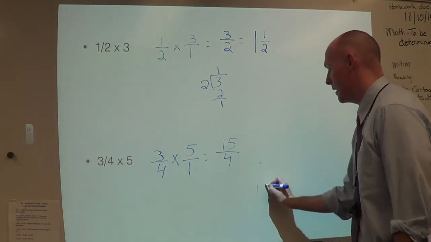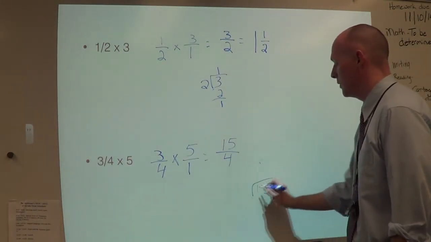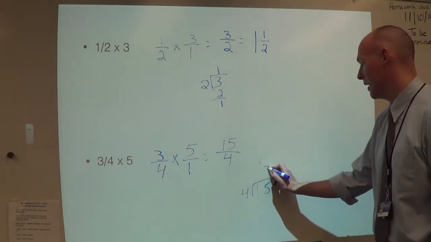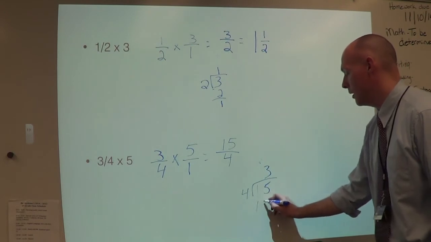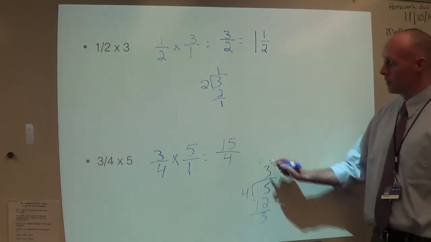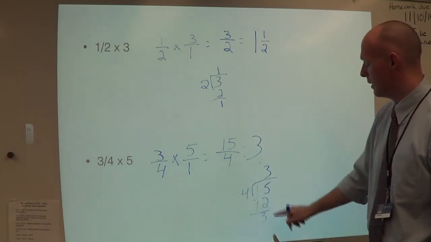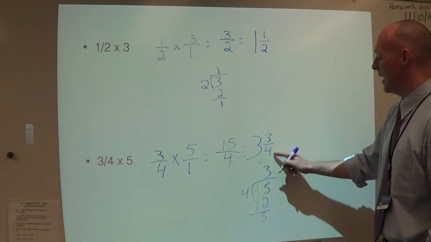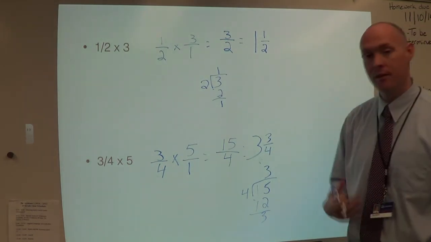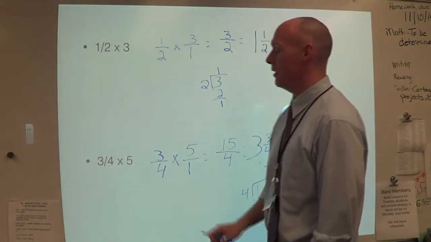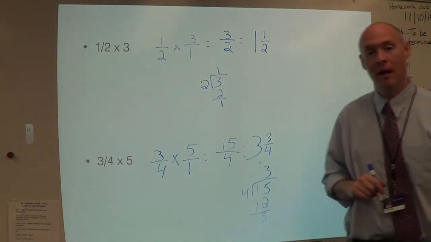I see it's improper, so right away I know I have to simplify. So let's figure out how many times 4 goes into 15. 4 goes into 15 3 times. 3 times 4 is 12. Subtract with 3 left over. Okay, so now I have the whole number 3 and 3/4. Boom. And I check, can that fraction be simplified at all? No, it can't. So the answer to 3/4 times 5 is going to be 3 3/4.